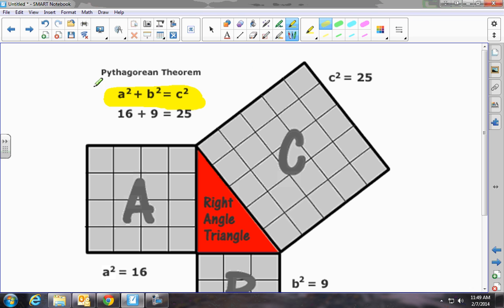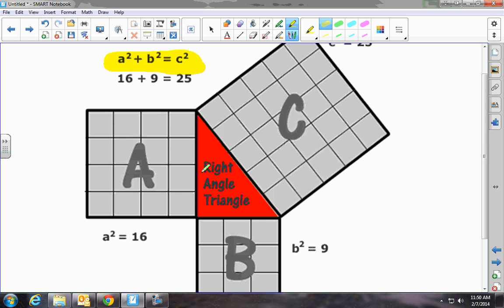So what this says is the sum of the squares of the legs. So one leg is A, the other leg is B, and we square both of those, and sum means to add. So the sum of the squares of the legs is equal to the hypotenuse squared, remembering that hypotenuse is always C. Okay, and we can see here that this leg is 4, this leg is 3, and this hypotenuse is 5.